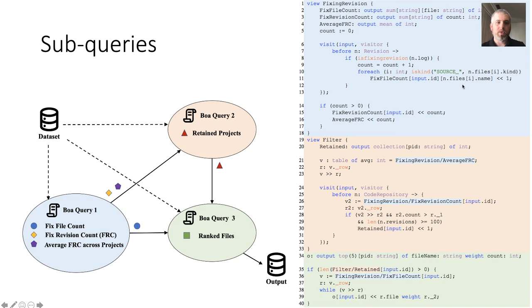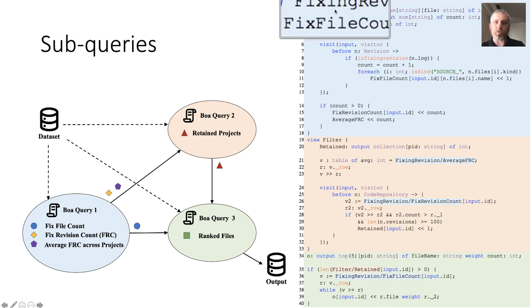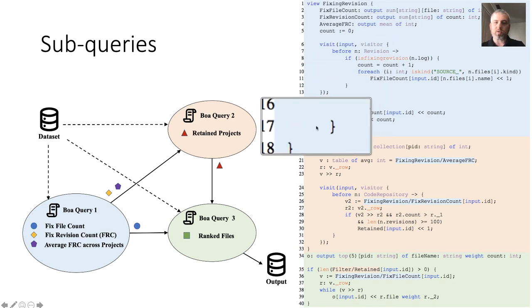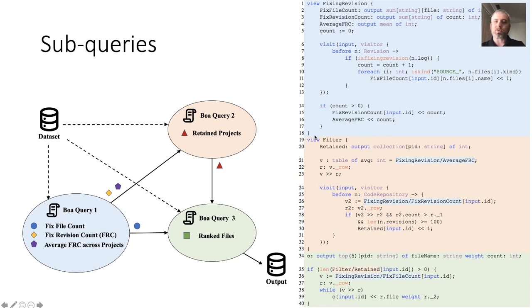So now let's take a look at the view syntax that we provide. So here we've got the example on the left that we've been running with. So there are 3 different queries. On the right, we have the entire code. So even though there's 3 queries, what we were doing here on the right is we're representing them using a single query with what we call subqueries. So when you take a look at the very top at line 1, you see that we state that there's a view. That view's name is fixing revision. And then everything from the opening curly brace down to the closing curly brace on line 18 represents that particular view. Now within that view, we have a standard BOA query.